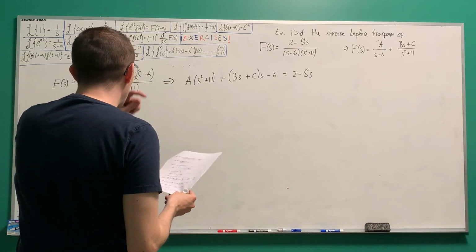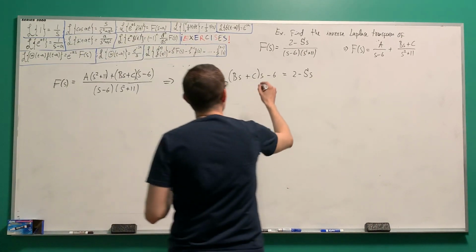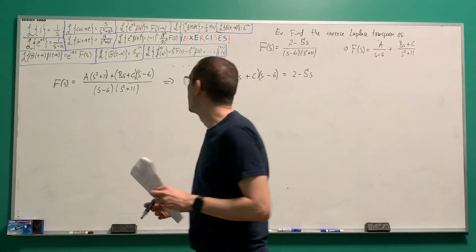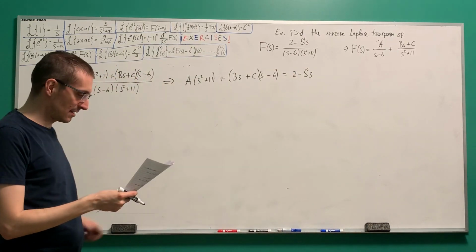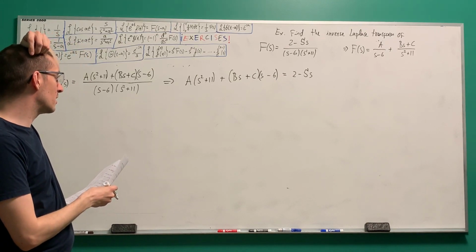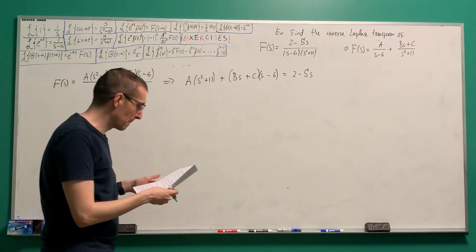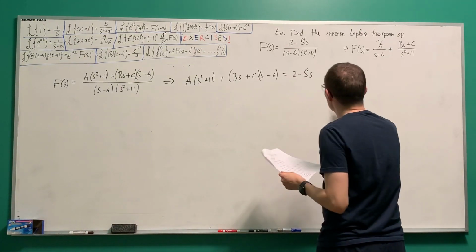Sorry, forgot the parentheses. My bad. We see that there's one easy case. One easy case is when s is equal to 6. If s is equal to 6, I get automatically an equation for A. All right, let's do it. Let's do that case first.